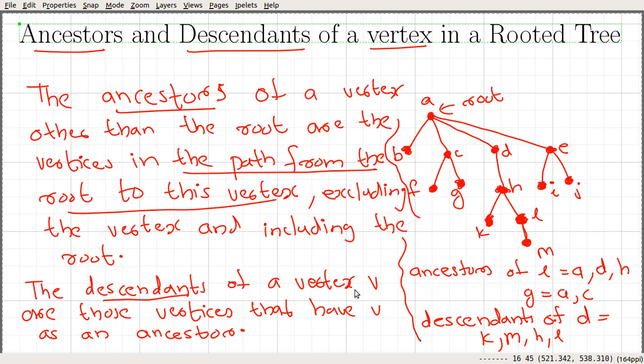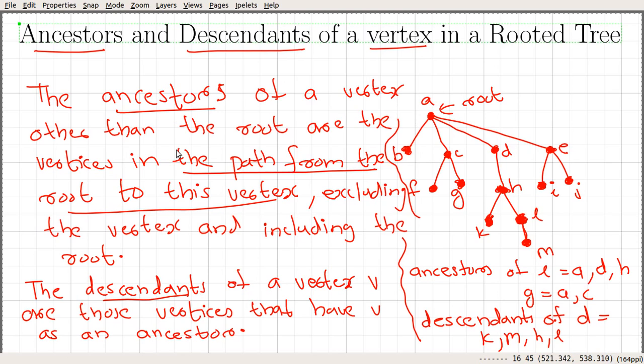So descendants of D are vertices that have D as an ancestor. Similarly the descendants of J here is 0. It doesn't have any other vertex as an ancestor, right? Similarly descendants of E are I and J, and descendants of C here is F and G, and descendants of A contains all the vertices other than the root. So that is how we define the ancestors and descendants of a vertex.